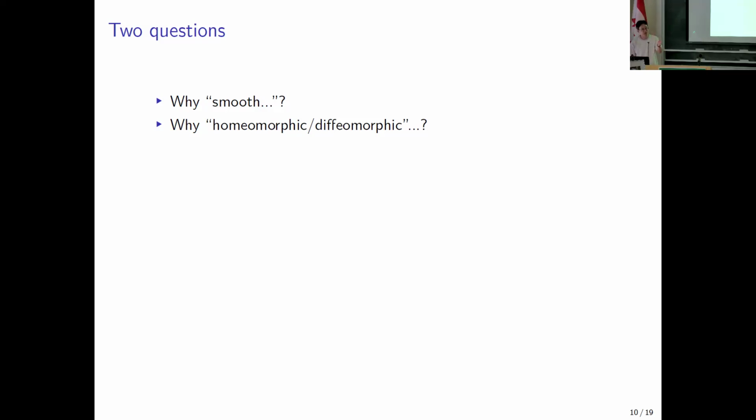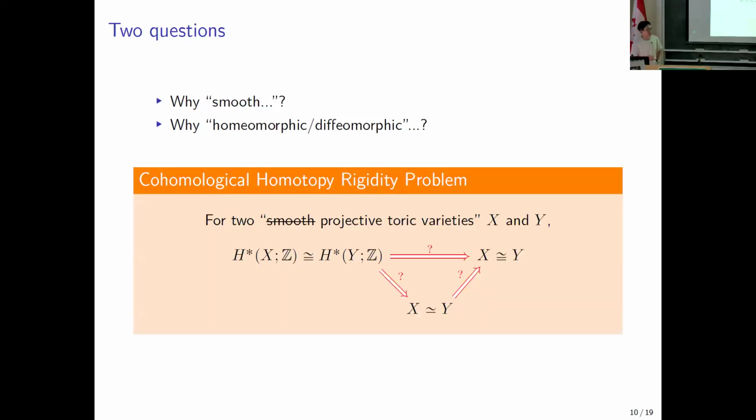Remember that singular cohomology is kind of homotopy invariance, so it is much more natural for us to ask about homotopy equivalence before we ask about homeomorphism or diffeomorphism, right? So let me try to modify the original question. We call it the cohomological homotopy rigidity problem. So drop the condition of the smooth toric variety, and then let's make this triangle diagram. Before we go to the homeomorphism or diffeomorphism, we just ask whether we can pass through this homotopy equivalence or not, right? I would say this is a much more natural question.